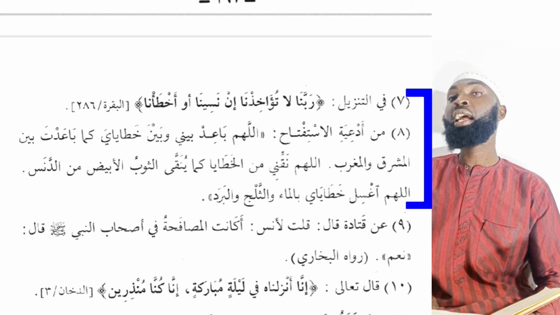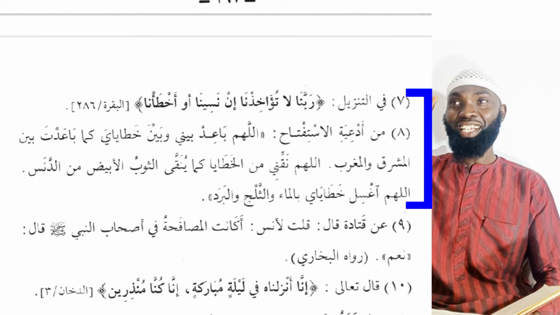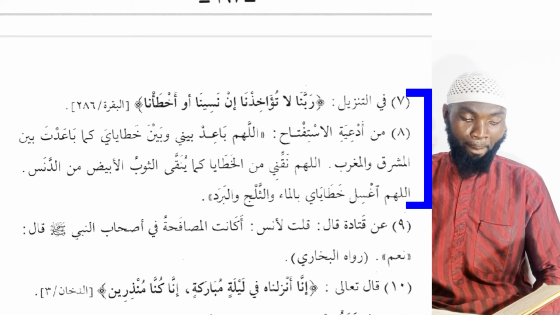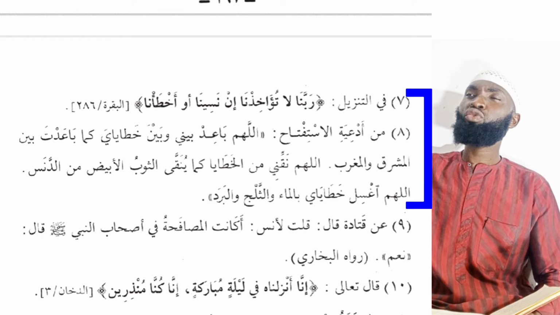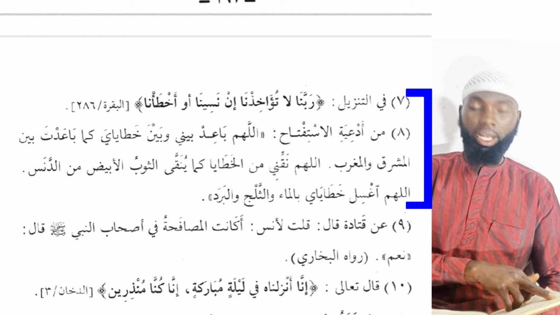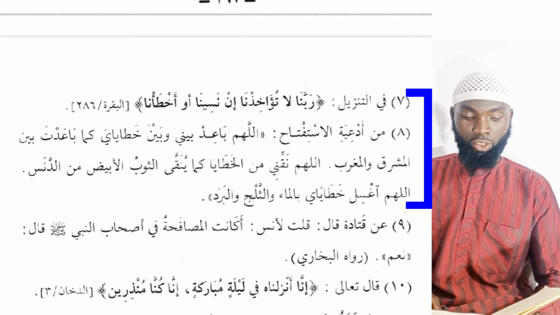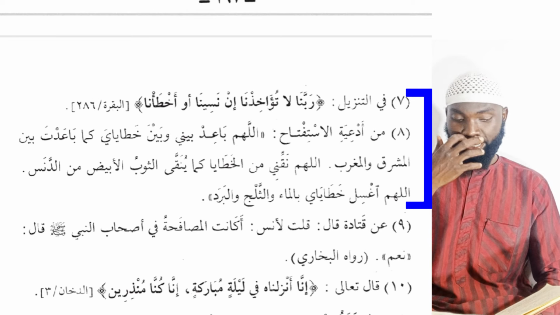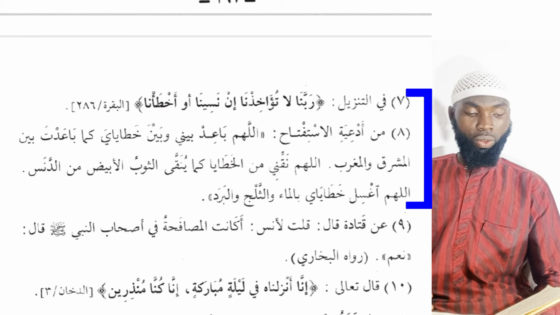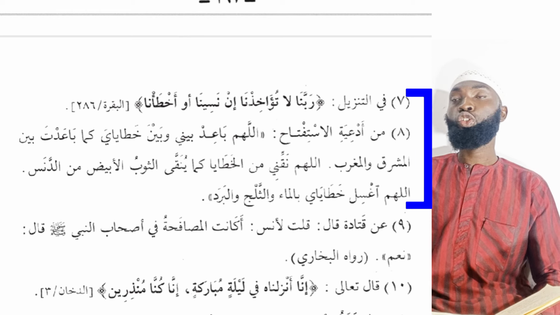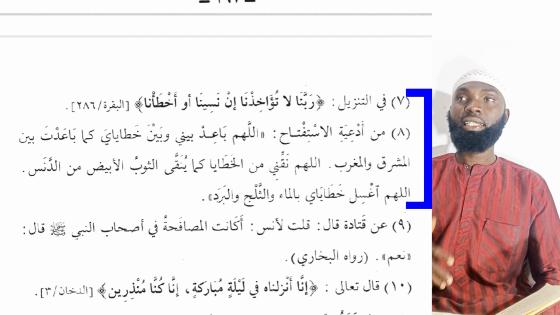Next, we have among the duas that we say in our istiftah during prayer, before the prayer we say: Allahumma ba'id baini wa baina khataya. Ba'id, distance, between me and my sins, kama ba'adta baina al-mashriq wa al-maghrib, as the distance between east and west. Allahumma naqqini min al-khataya, oh Allah, cleanse me from my sins, kama yunaqqa ath-thawbu al-abyadu min ad-danas, just as a white garment is cleansed from dirt. Allahumma ighsil khataya bi-al-ma'i wa ath-thalji wa al-barad, oh my Lord, wash away my sins with water, snow, and hail. So the word ba'id, distance, this is a fi'l amr.